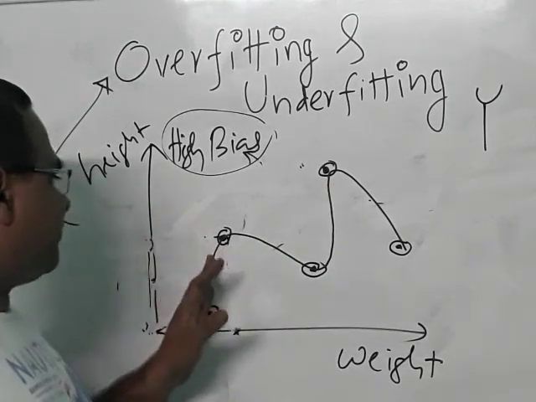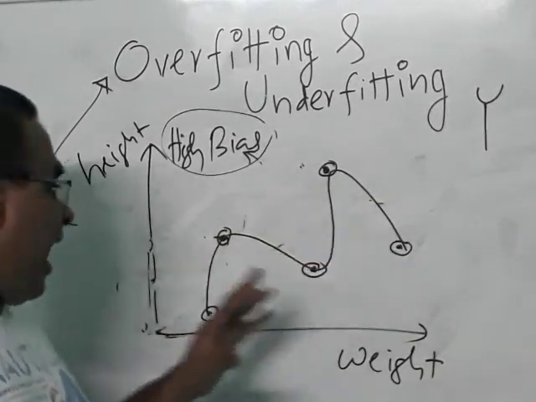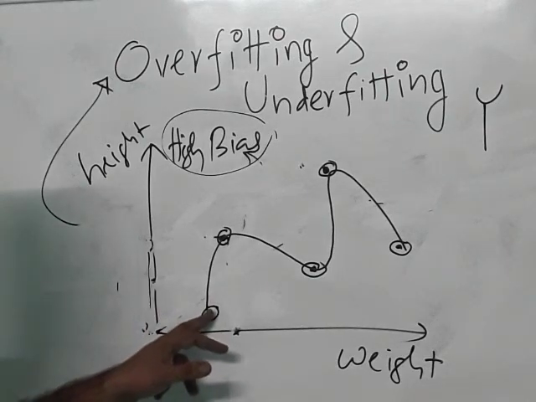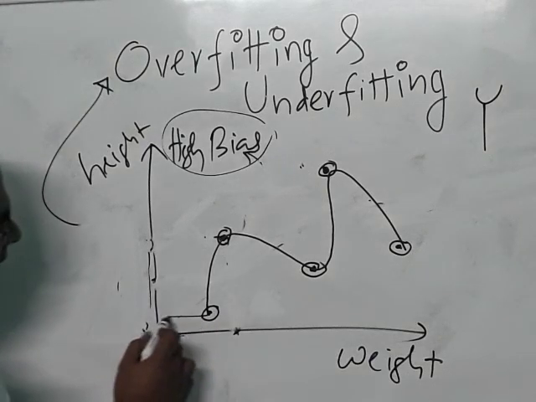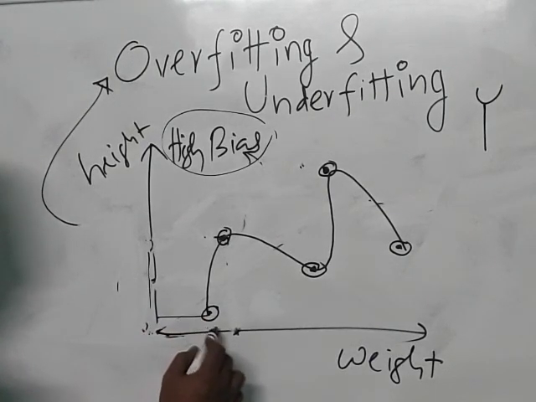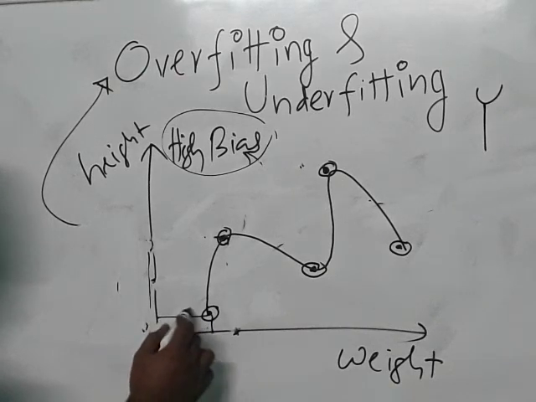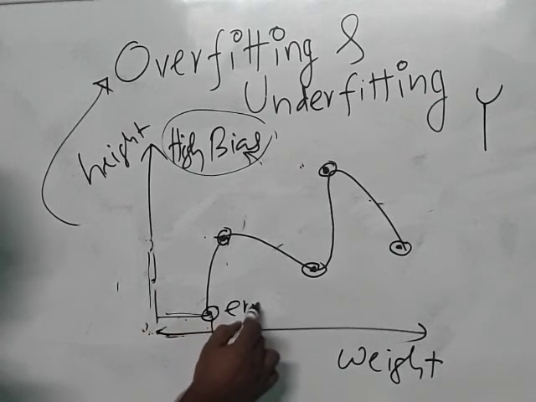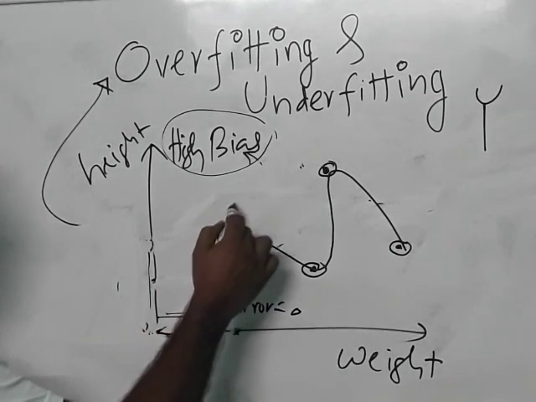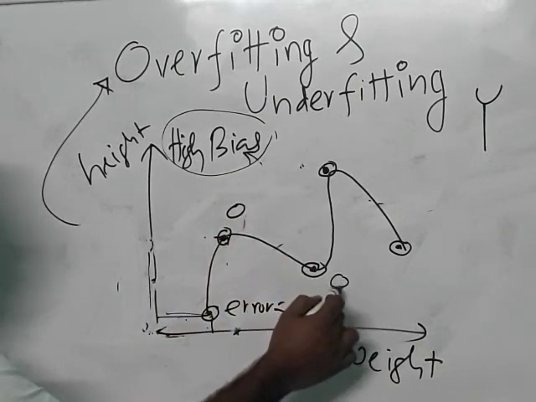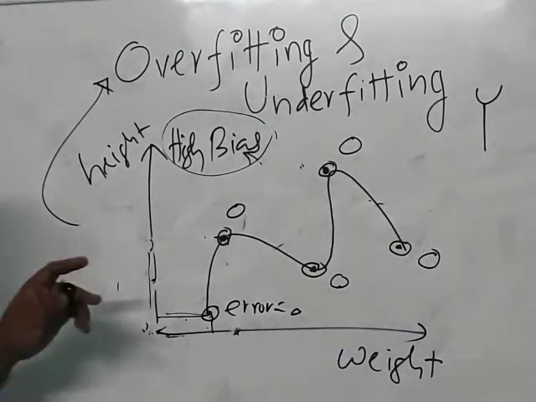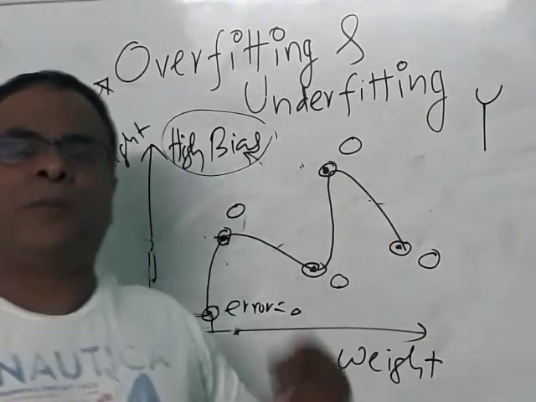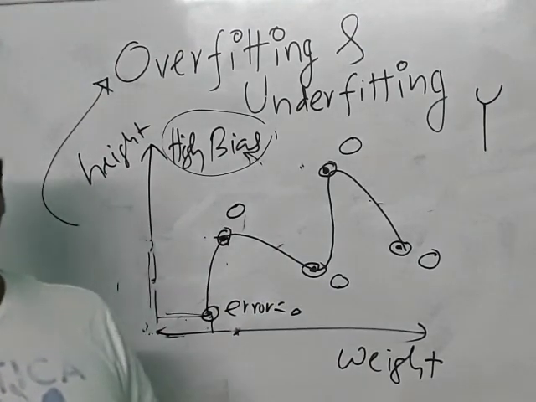So you can tell this represents a polynomial, and this fits. See, it is passing through all the training data. So if you calculate the error here, the error is 0, because for this weight, your actual height and the predicted height are both the same. Error is 0. Here also error is 0. That means the difference between the predicted value and the actual value is 0.